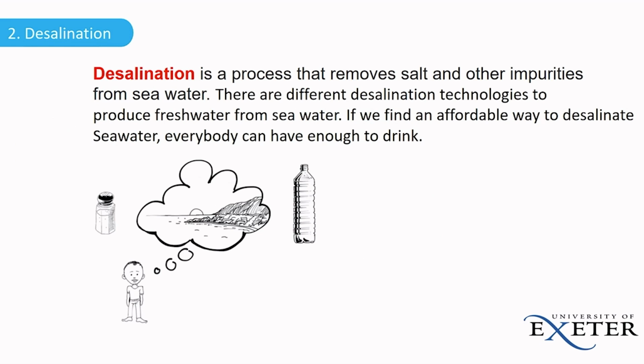Desalination. What is desalination? Desalination is a process that removes salt and other impurities from seawater. There are different desalination technologies to produce fresh water from seawater. If we find an affordable way to desalinate seawater, everybody can have enough to drink.